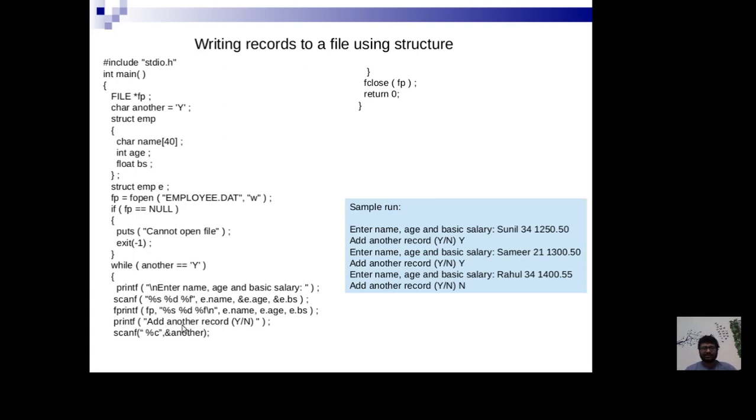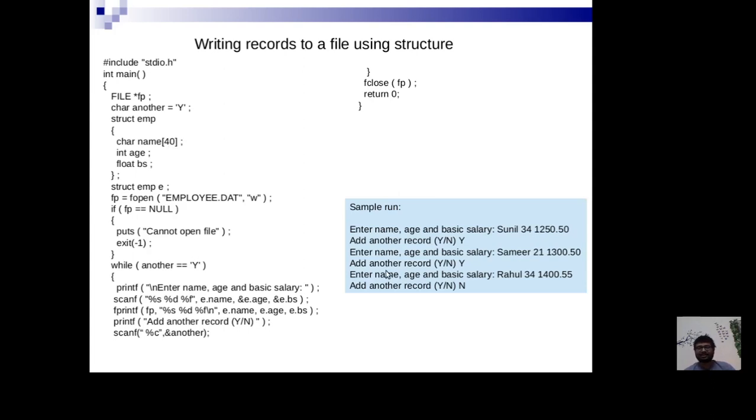Then I ask the user whether he or she has another record to enter, and the user responds hopefully by typing y or n. And if the user types y, that indicates that there are more records. Then we go to the next iteration of this while loop and ask the user for the next name, age, and basic salary, and so on. We stop when the user enters something other than the constant capital Y character, in which case we exit the loop, close the file pointer fp, and return.